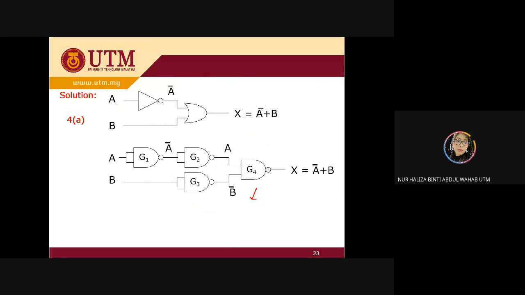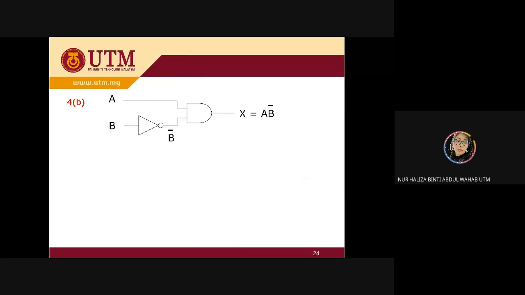Then you have another one, question number B. You have A, B bar. A, B bar, okay. This one is an AND gate, this is a NOT gate. You represent first the simplest, which is the NOT gate. So you draw your NAND gate here. You get your NOT gate. And the AND gate, how the AND gate looks like, it will be A, B.